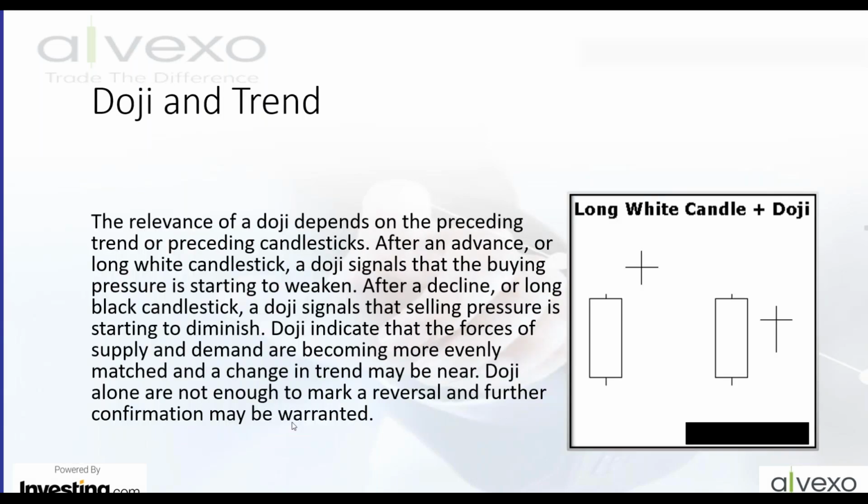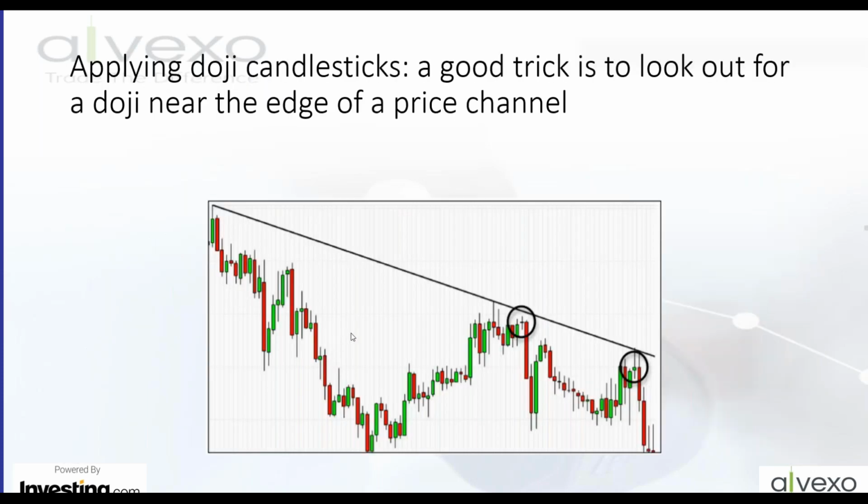Now, the relevance of a doji depends on the preceding trend and the preceding candlestick. After an advance or a long white candlestick, a doji signals that the buying pressure is starting to weaken. After a decline or a long black candlestick, a doji signals that selling pressure is starting to diminish. So what we need to see is how that doji appears in conjunction with the trend and the previous and then post candle. Because like I said, dojis appear quite often. But when they do, when you use the 3-prong approach, they are very accurate.